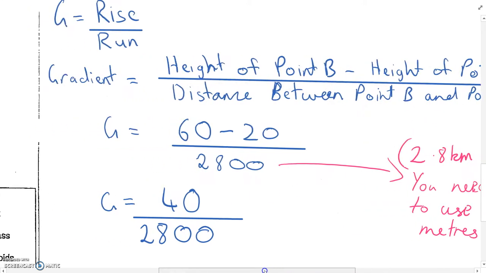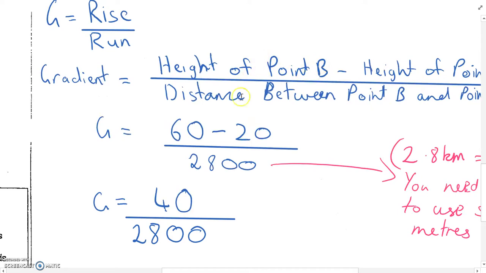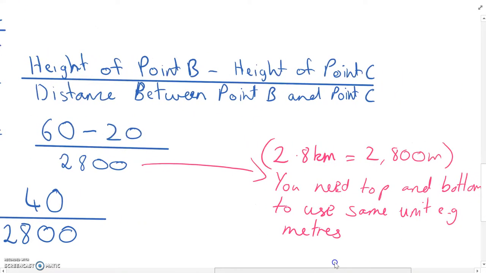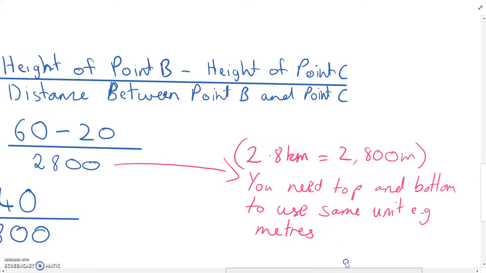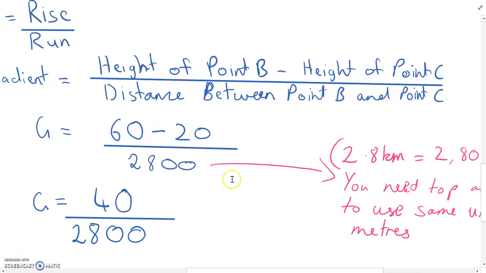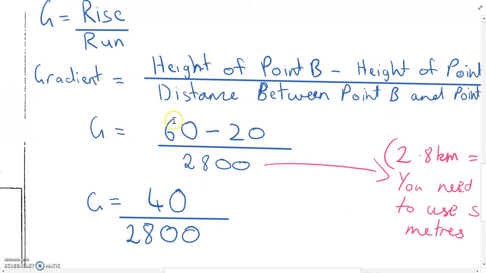Right, let's put in our numbers. We know the height of point B is 60 meters, and the height of point C is 20 meters, so 60 meters minus 20 meters is on the top. And the distance between the points we measured was 2.8 kilometers. The reason I'm showing it as 2,800 meters is because you need both the top and the bottom parts of the equation to use the same unit of measurement. In this case, it's meters. Otherwise, you won't get the correct answer. So that's why I have meters on the top and meters on the bottom.